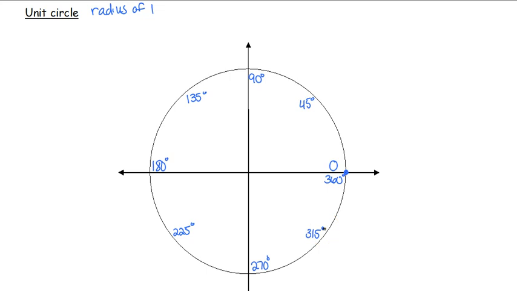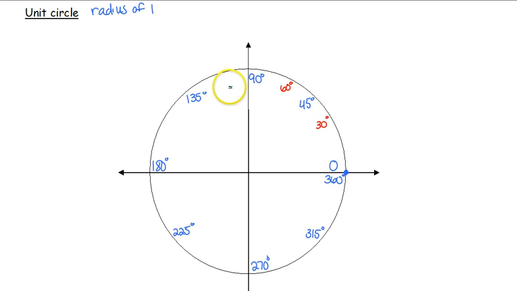We're not done though. When we learned about last year, we had special rights. We reviewed special rights again this year. So we talked about 45, 45, 90 triangles. We also talked about 30, 60, 90 triangles. So from 0 to 90, 30 and 60 are going to be a third. So if I go about a third of the way, there's 30 degrees. If I go another third, there's 60. Let's do this in a different color. So I've got 30, 60, 90. I'm going to cut this into thirds as well.